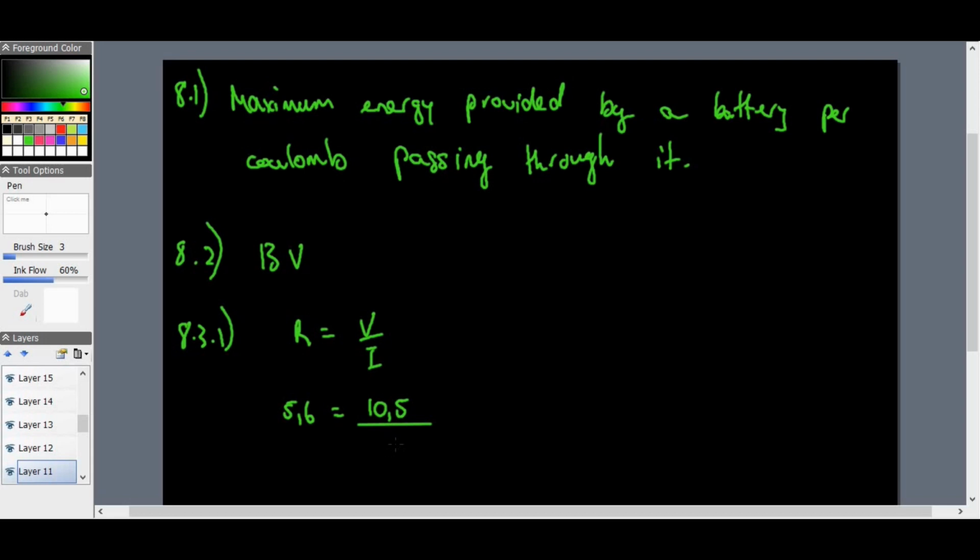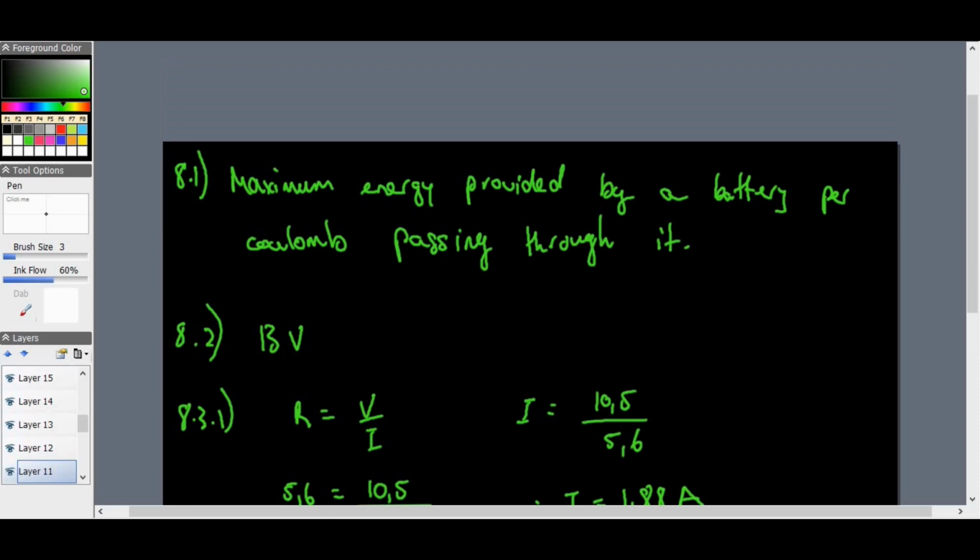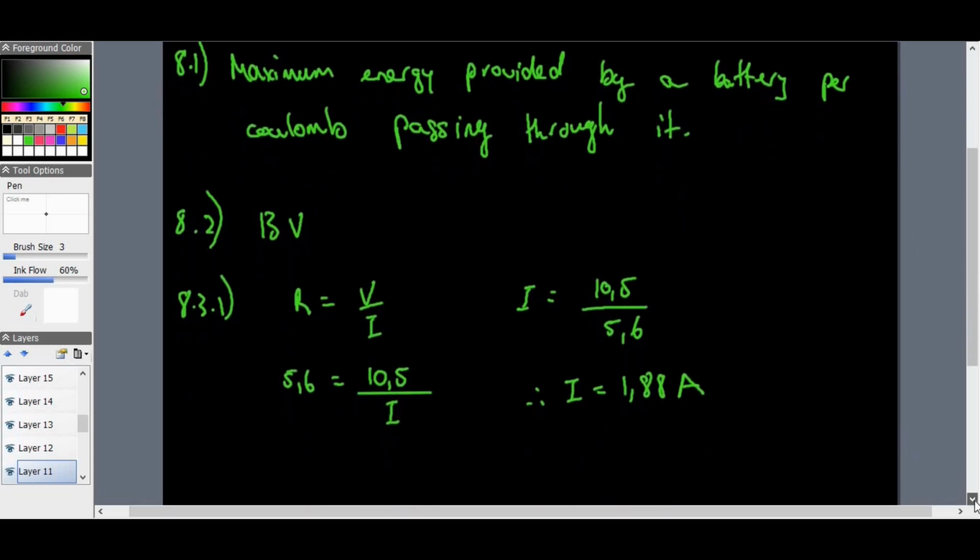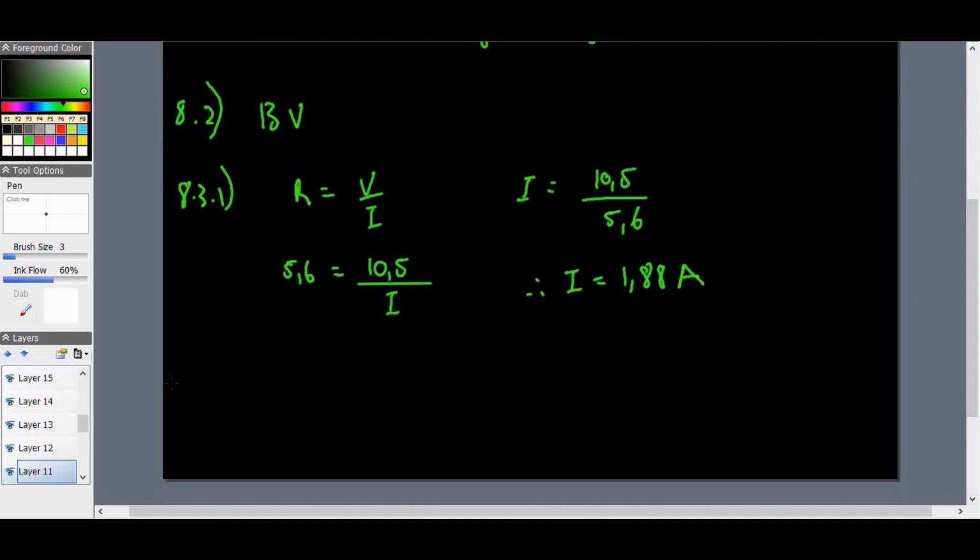Divided by I, which is unknown. So I is going to equal V over R, that's 10.5 divided by 5.6. Therefore, your current in the circuit is going to equal 1.88 amps. Let me write amps a little clearer there. Everybody should understand exactly what I just did. If there are any questions, please don't hesitate to ask. Let's see if I have some space at the bottom here. No, I think I've got enough here.